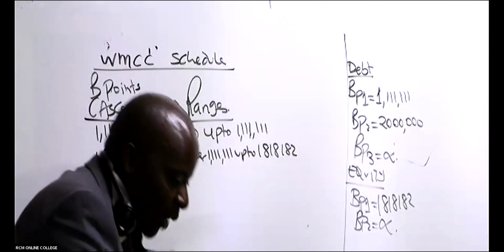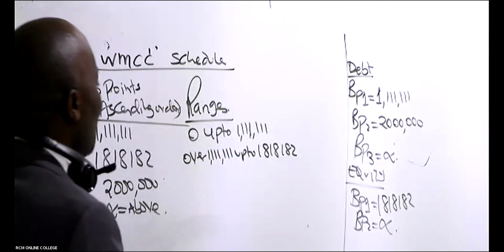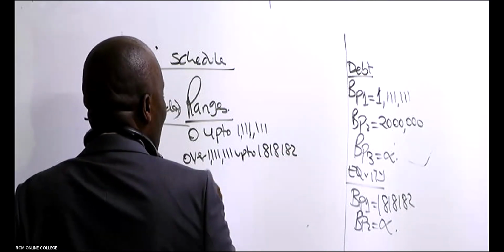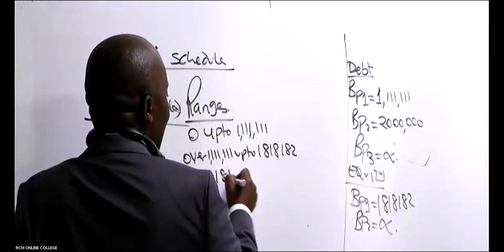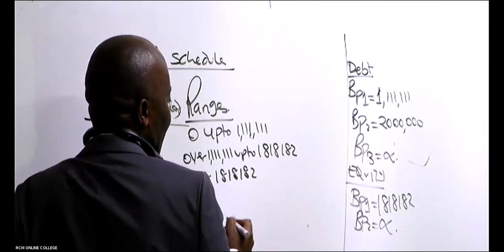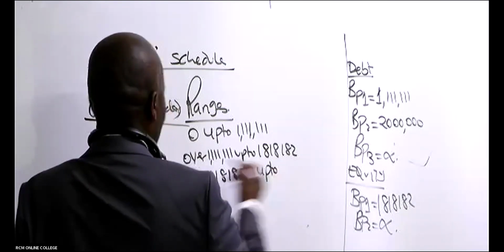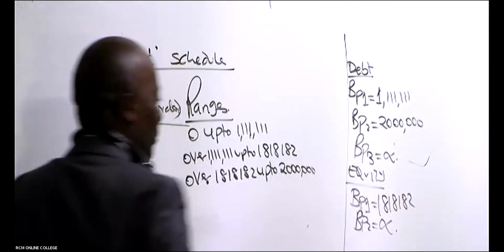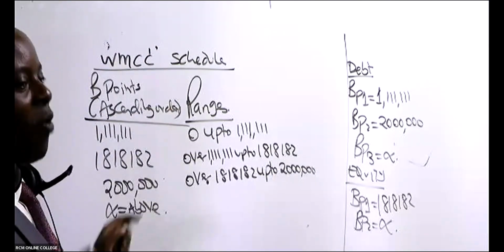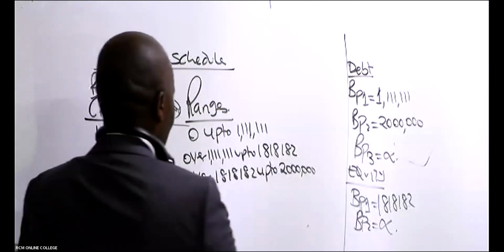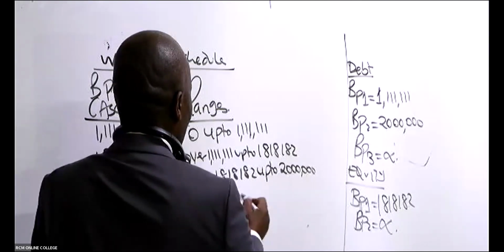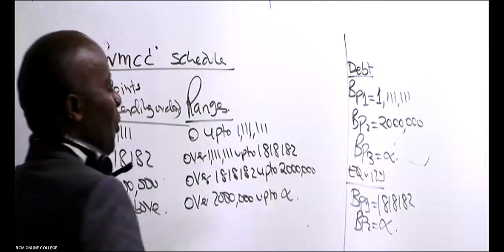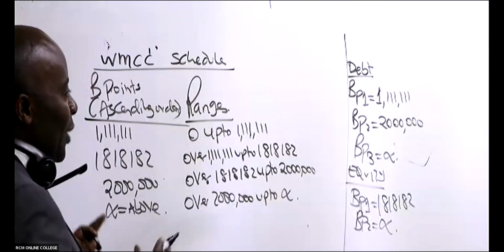Thank you so much, Margaret Wanjiro. Margaret has used very good terminology here. So of course, this covers up to 180, and then now we have over 180. Up to what amount? Up to 2 million. How about the last class? Over 2 million. Up to what here? Up to infinity. Once you write up to there, then you are a genius.